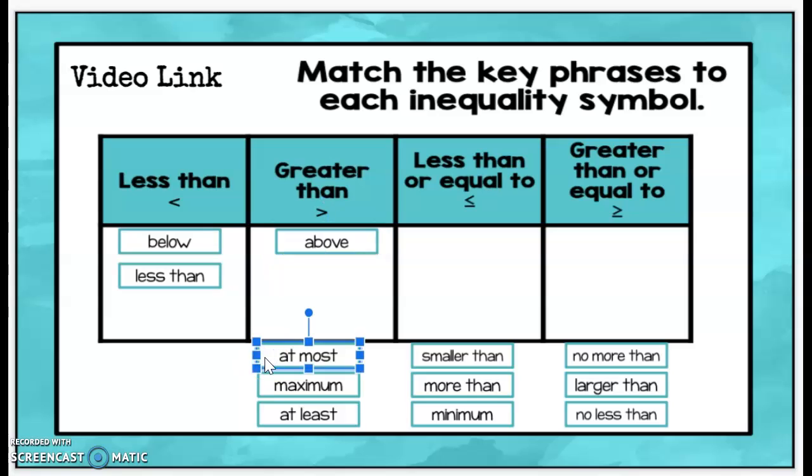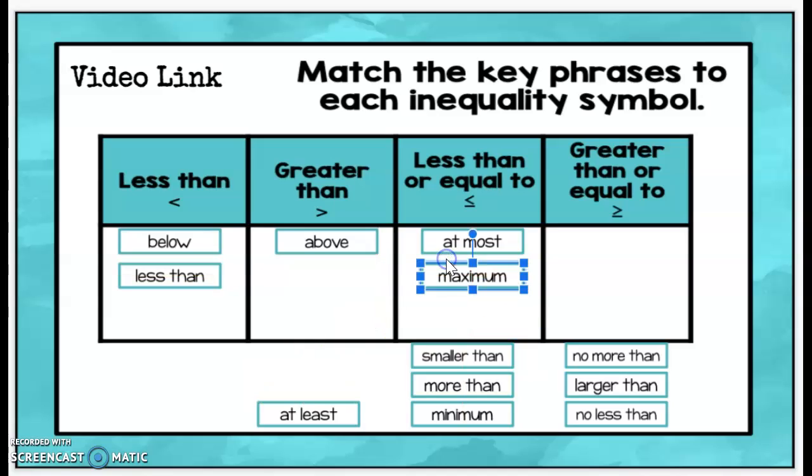So at most would mean less than or equal to. For instance, if you're baking and we want at most 1 cup, so the most we want is 1 cup, and you can include the 1 cup, but you don't want anything more than that. So the maximum would be less than or equal to, because the maximum amount we want is that 1 cup, but we can include that 1 cup, we just don't want to go over it.